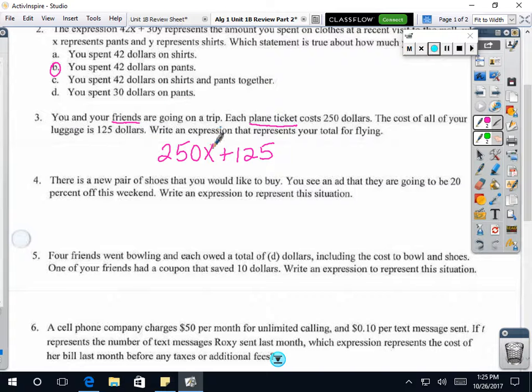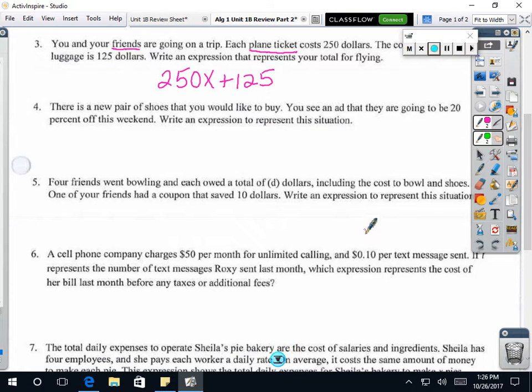It's unknown. What we do know about each plane ticket, though, is it's $250. So once you find out how many people are going, you would just do 250 times that many people. And it says the cost of all luggage is $125, so that's a one-time fee. Number 4, there is a new pair of shoes that you would like to buy. You see an ad that they are going to be 20% off this weekend. Write an expression to represent this situation.